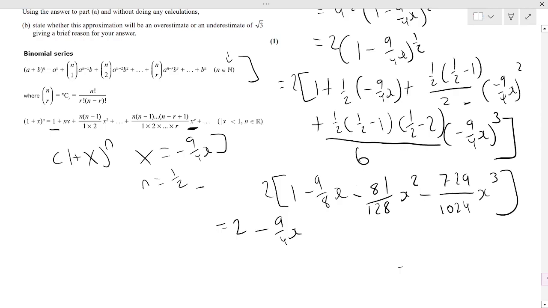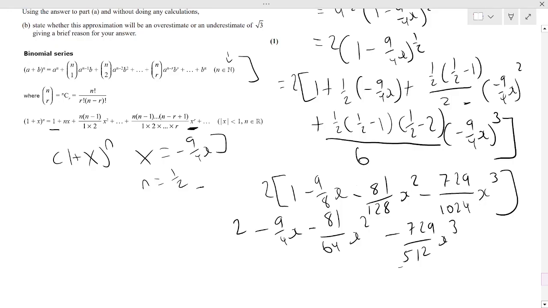Times minus 81 over 128 times 2. That'd be minus 81 over 64 x squared, minus 729 over 1024 times 2. That would be minus 729 over 512 x cubed. And that's your expansion, right?